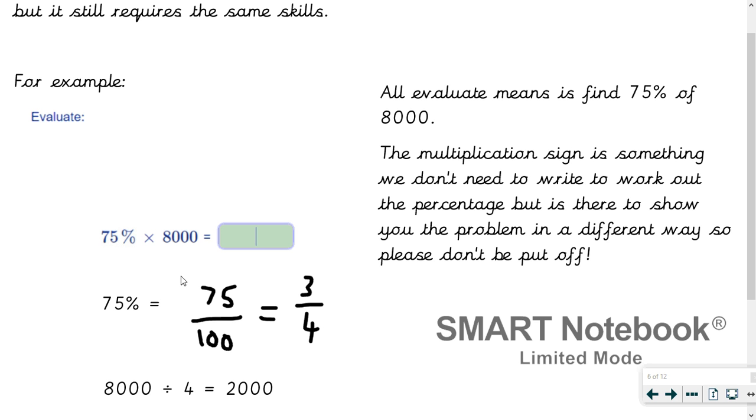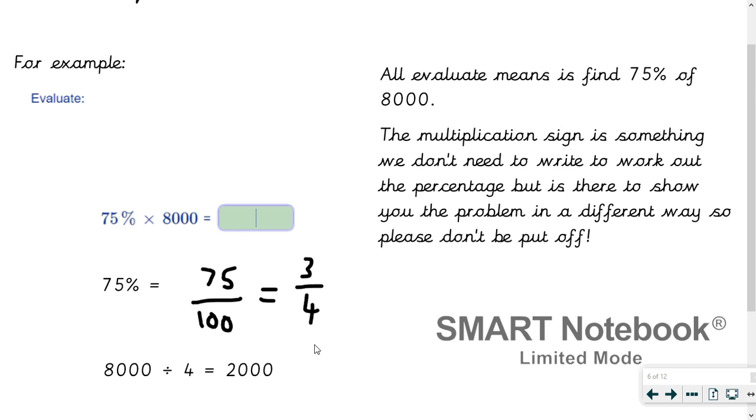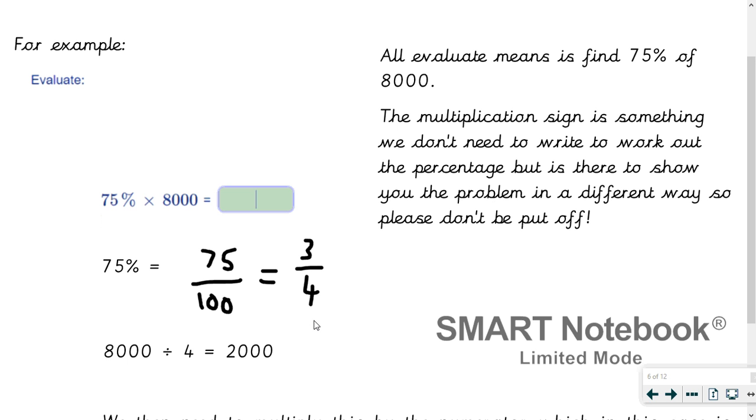So 75% equals 75 over 100. What goes into 75 and 100? What's the biggest thing that goes in? 25. 3 lots of 25 make 75, which goes on top, and 4 lots of 25 make 100, which goes on the bottom. So in simplest form, 75% is 3/4. Then I take the amount, 8,000, and divide it by the denominator, which is 4. 8,000 split into 4 equal parts is 2,000. I could do it with the bus stop method if I wanted, or I can just do it in my mind, whichever way.